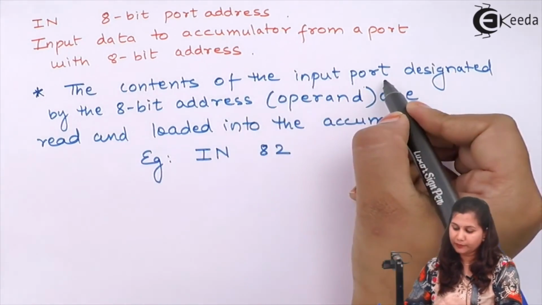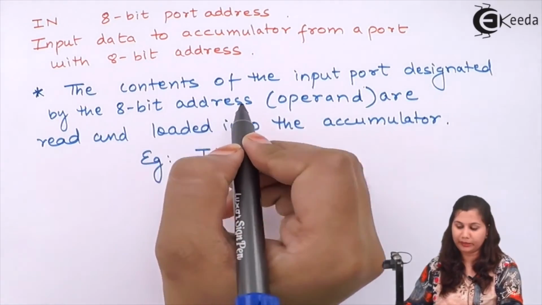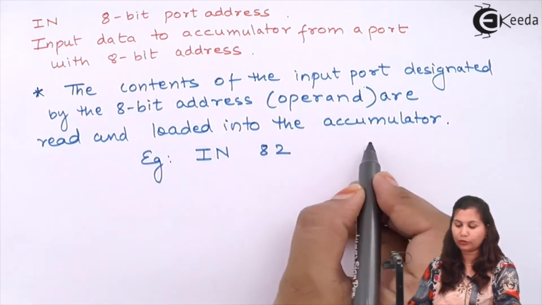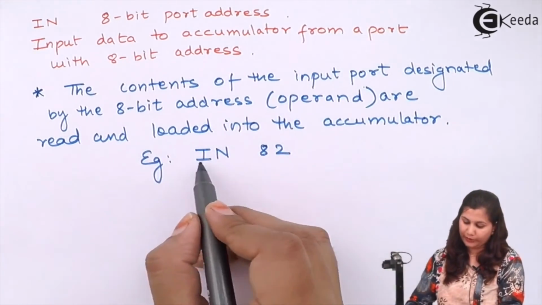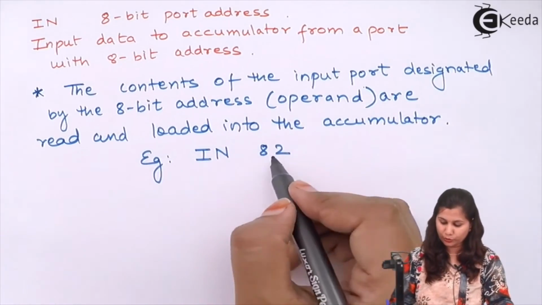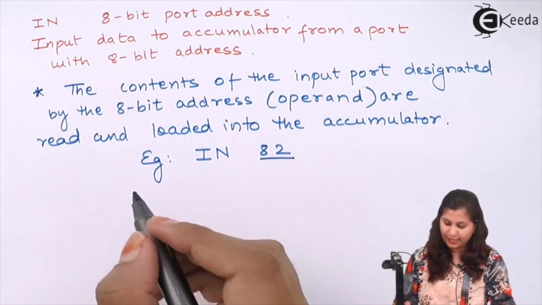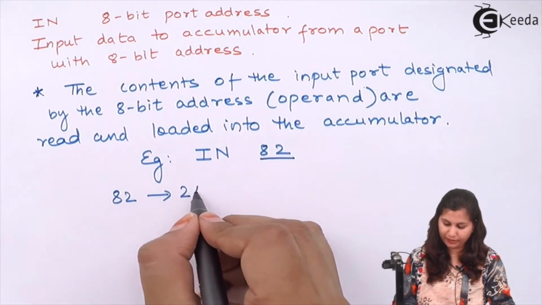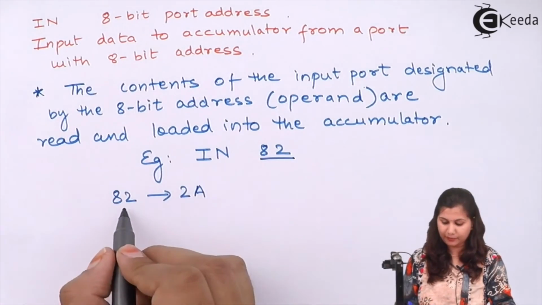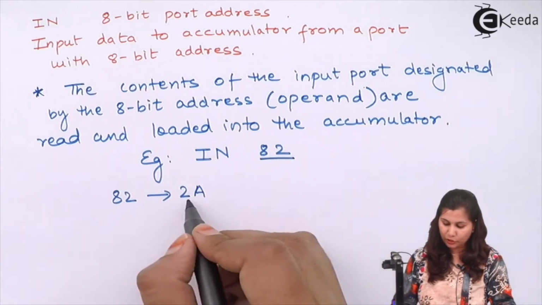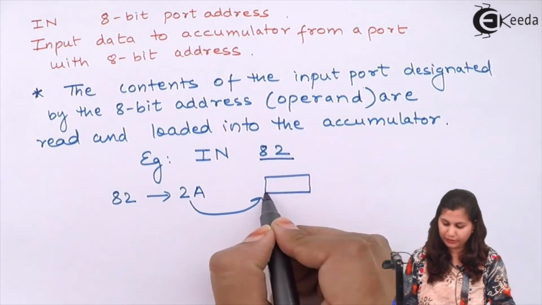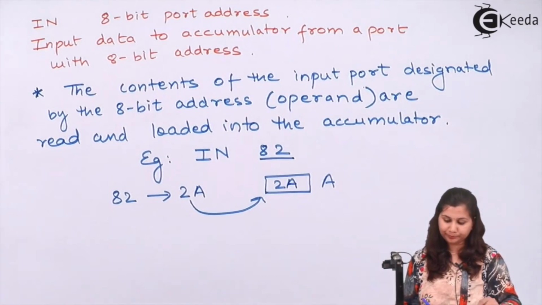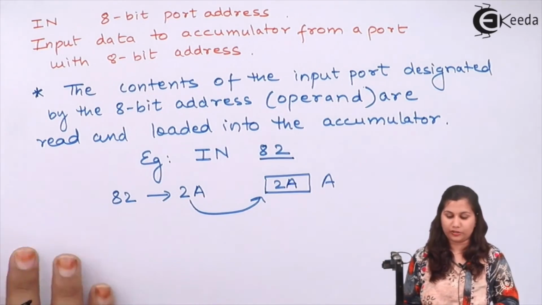So the contents of the input port designated by the 8-bit address, which is the operand of the instruction, are read and loaded into the accumulator. An example is IN 82. It is the 8-bit port address, and if a number is stored at port 82, suppose 2A, this will be copied into the accumulator, and the accumulator will get 2A. Okay, so this was the IN instruction.